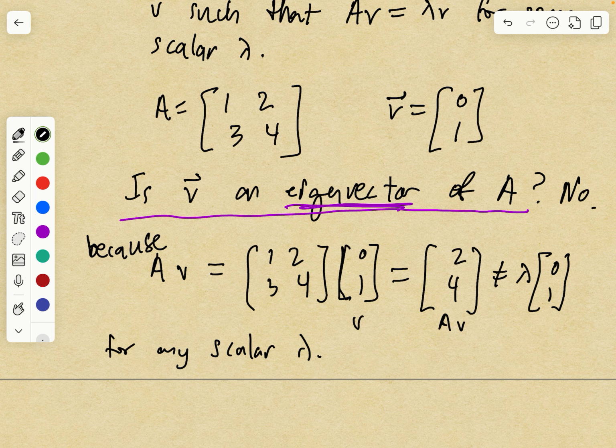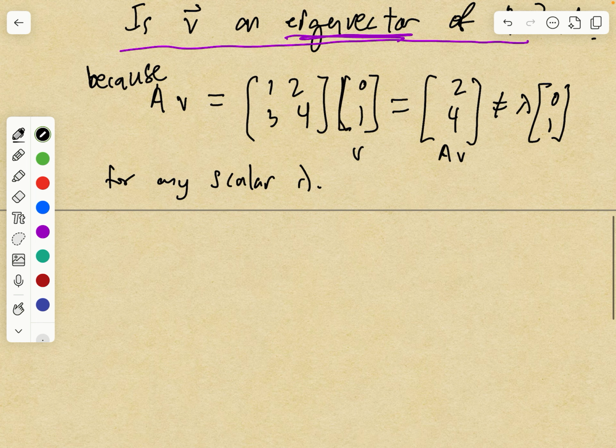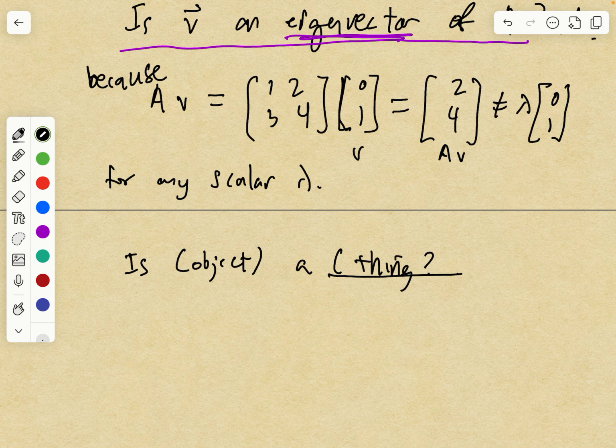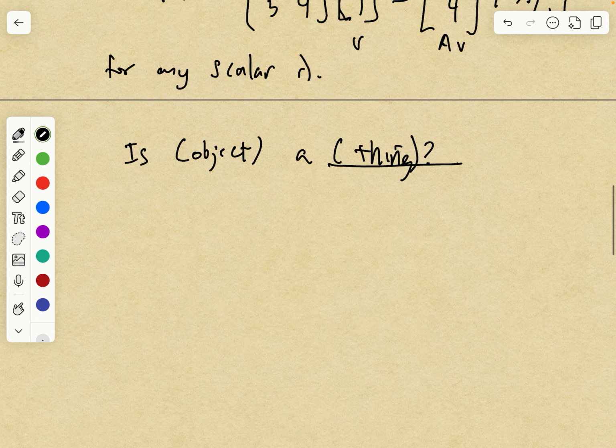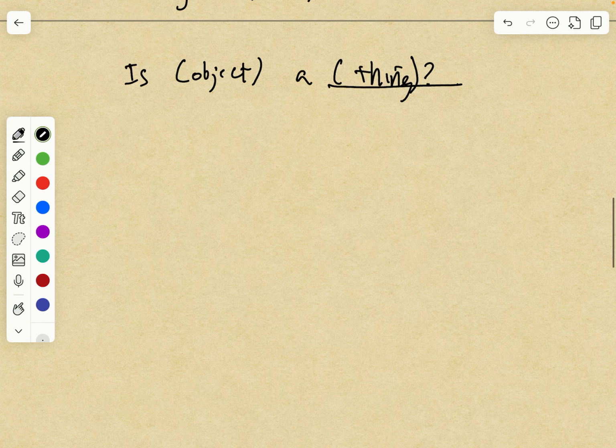So keep this in mind when you have questions like, is something, right? The general pattern is some object that you're given, and we have to ask ourselves, well, what qualifies an object to be that particular thing?